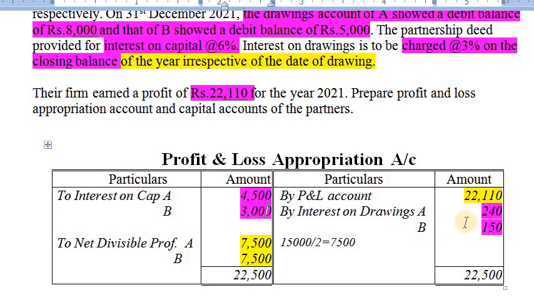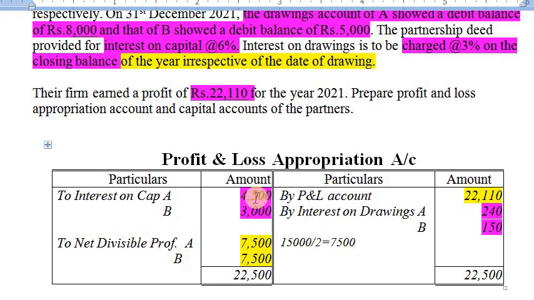And then interest on drawings on the closing amount. A has a debit of 8,000 and B has a debit of 5,000, and the rate is 3%, right? Very fair, good. So interest on drawings is a debit in the capital account, becomes a credit in appropriation account. Please remember, you should not learn where to show the entries. Never try to learn it by heart.